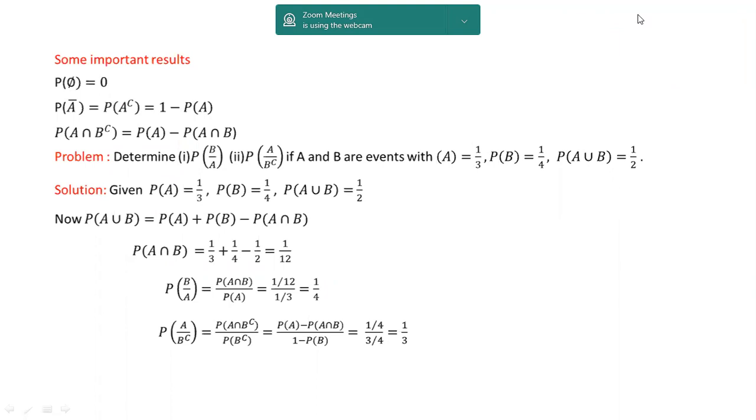Here are some properties. Probability of nothing is equal to 0, that is, probability of phi is equal to 0. And probability of A bar, that is probability of A complement, is related to probability of A. If you consider A as a success, A complement is failure. A complement we can indicate as A power C or A bar. These two are the same.